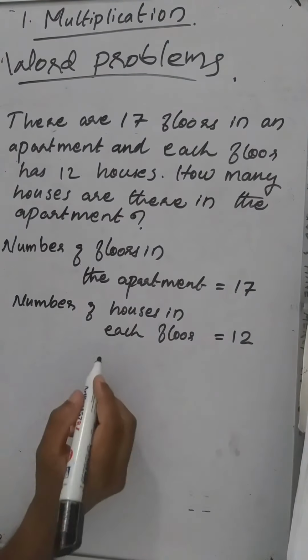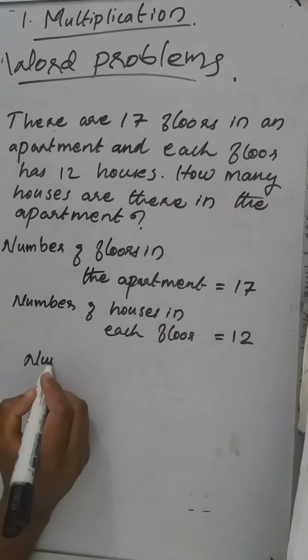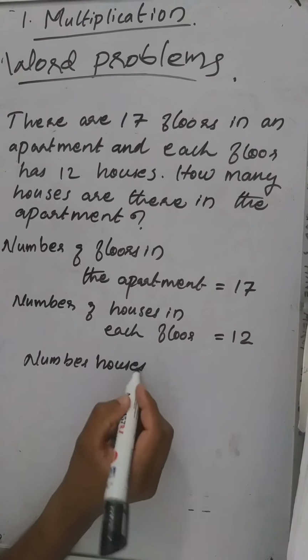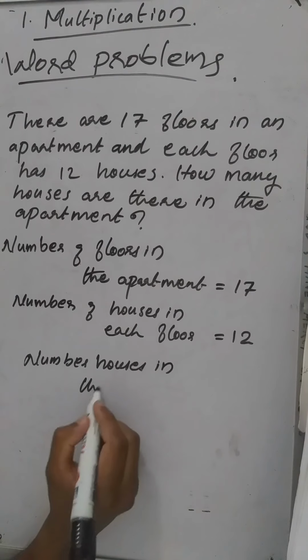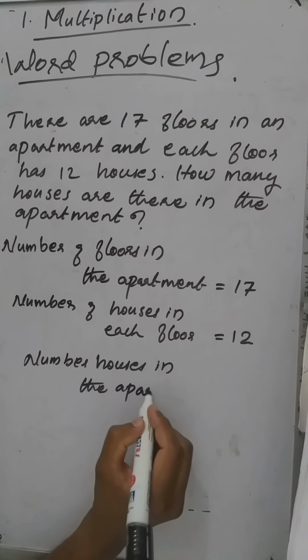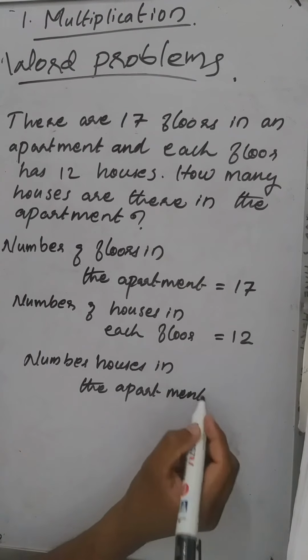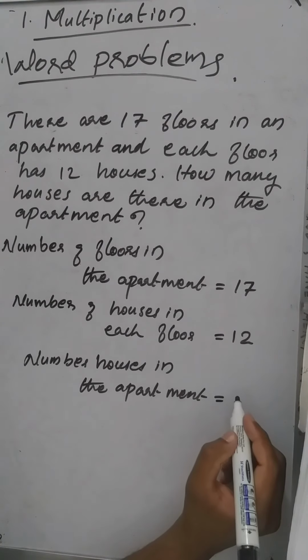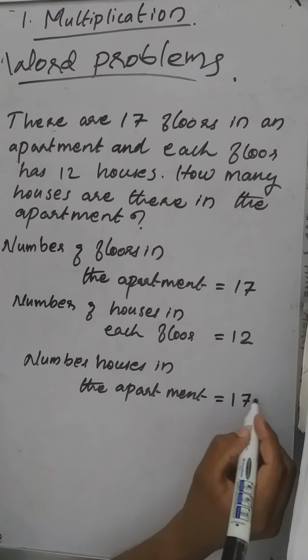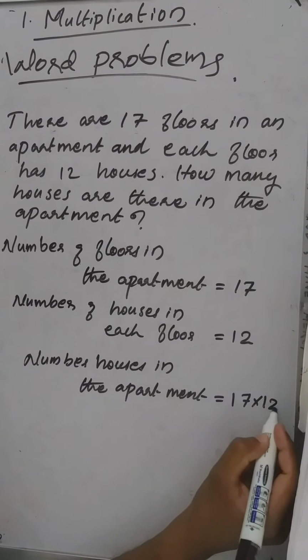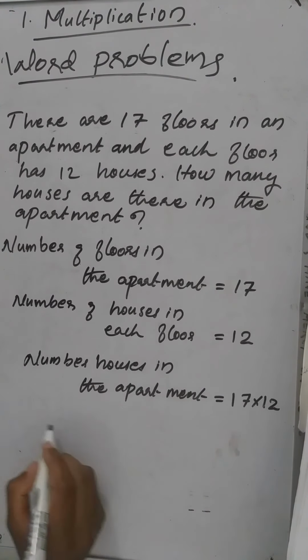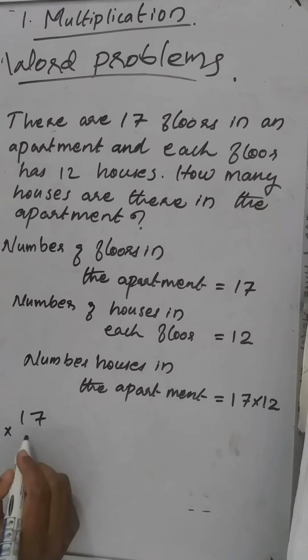Now let's find out our answer. Number of houses in the apartment. For finding the number of houses in the apartment, we have to multiply the number of floors by the number of houses in each floor. That is 17 multiplied by 12. How to multiply 17 by 12? You multiply here 17 multiplied by 12.